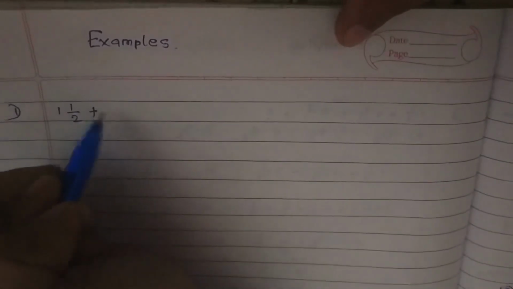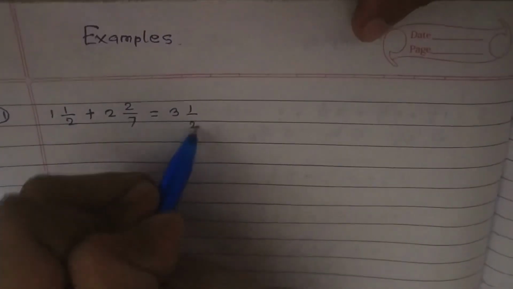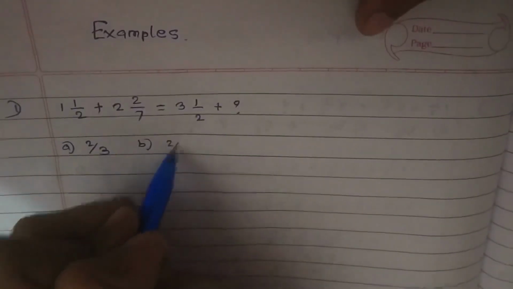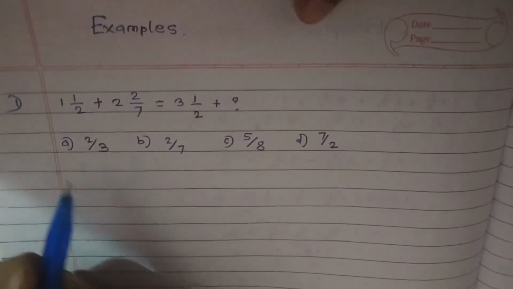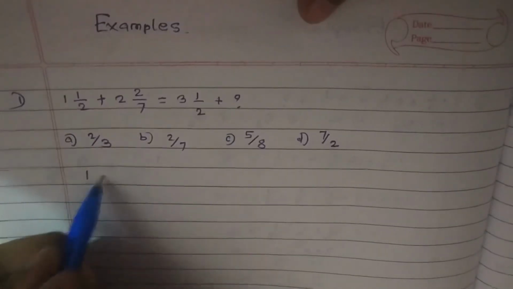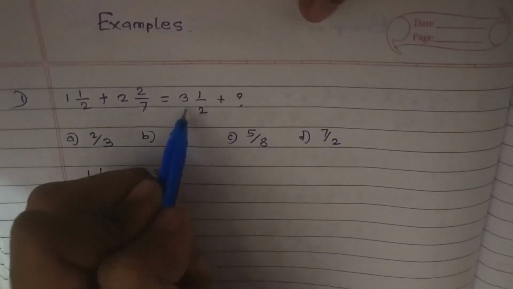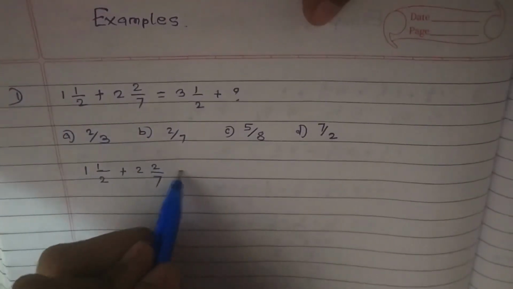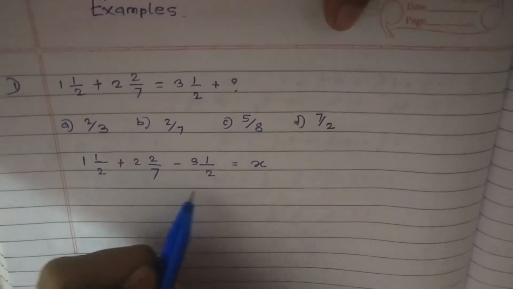Take first example: 1 by 2 plus 2 by 7 equal to 3 1 by 2 plus what? The options are 2 by 3, 2 by 7, 5 by 8 and 7 by 2. Now how to solve this equation? Here we can see that 3 1 by 2 is on the right hand side. We have to take this to the left hand side, it will become minus, which is equal to x. Let's consider the equation equal to x.